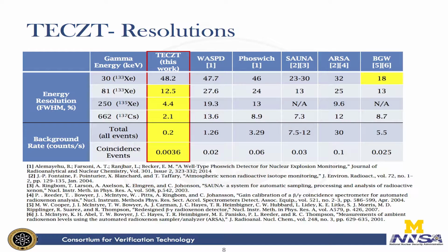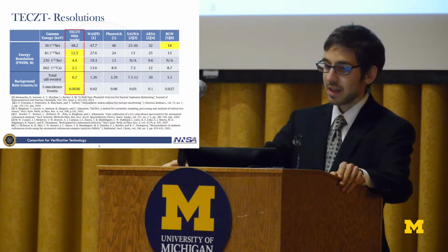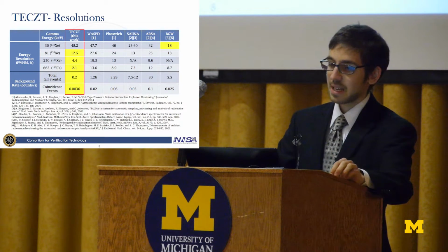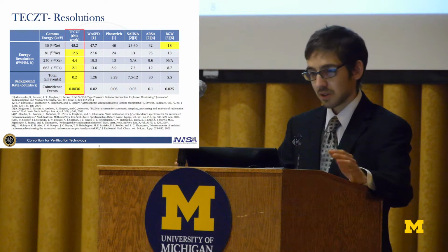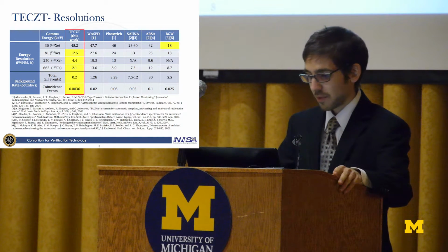Anyway, here are some resolutions from the TE-CZT, and I've highlighted the best results of each resolution, as well as background count rates, in comparison to some other radioxenon detection systems. As you can see, the TE-CZT performs remarkably well in all of these aspects, except for 30 keV. Again, in those low energy regions we don't perform so well.